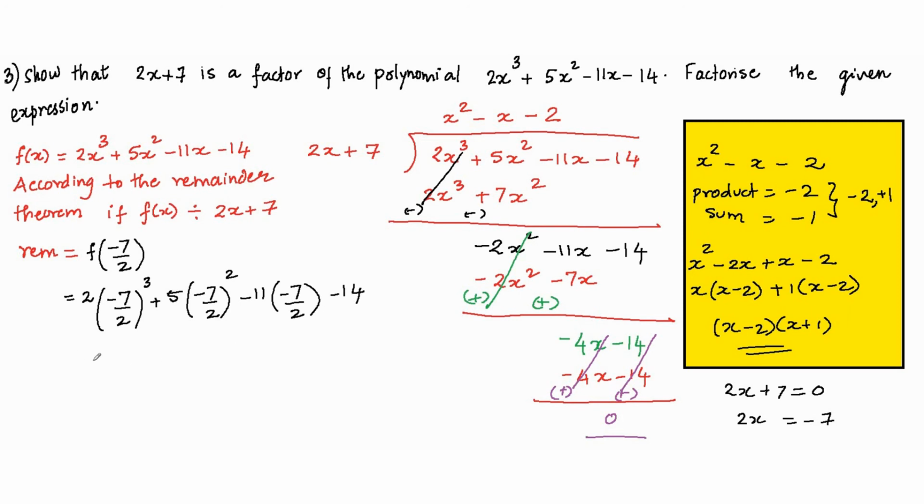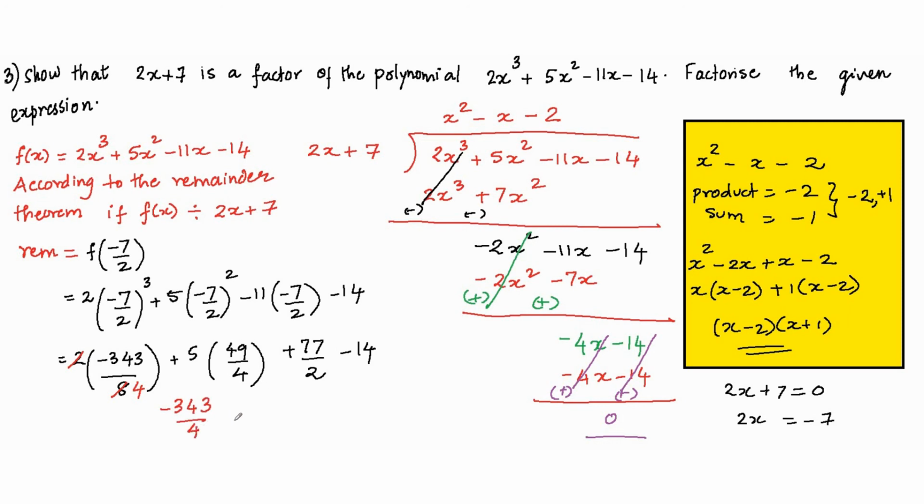negative 14. So this is 2 times negative 343 by 8 plus 5 into 49 by 4 plus 77 by 2 negative 14. So 2 and 8 simplify to 4. So this is negative 343 by 4 plus 5 49s are 245 by 4 plus I can write this as 154 by 4 minus 14. Now why did I do this? Because I am going to take the LCM now.